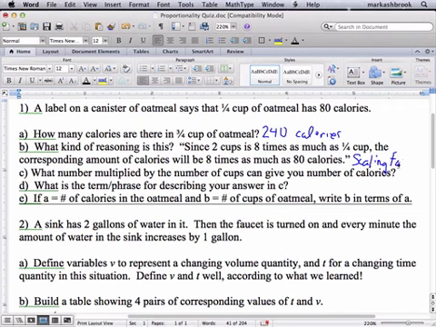What's the scaling factor in that case? 8. He said 8. Agree? We're scaling them both up by 8 times. 1 point for scaling or scaling factor.